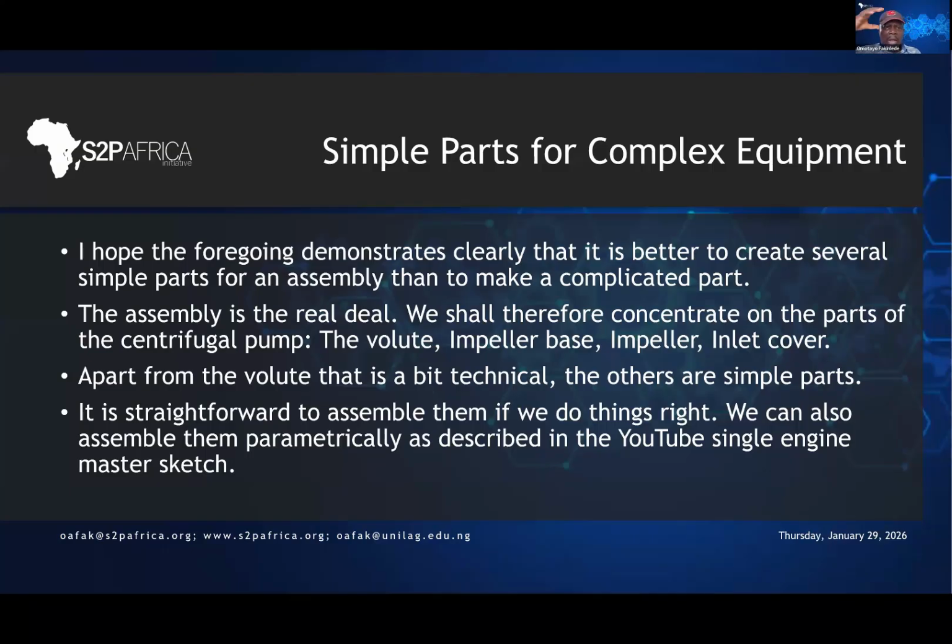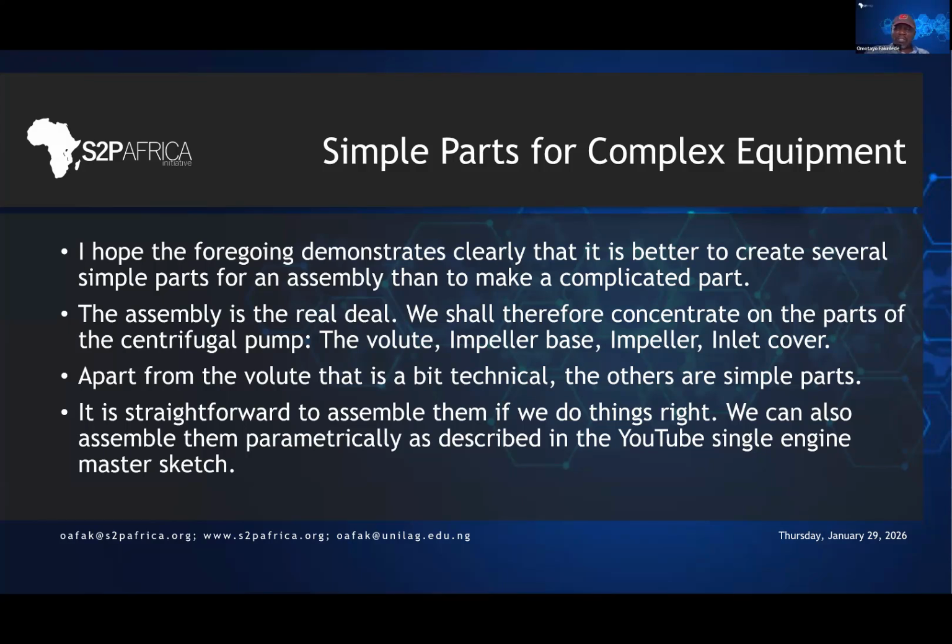Okay, so I hope the foregoing demonstrates clearly that it is better to create several simple parts for an assembly than to make a complicated part. That is the point I'm trying to make. The assembly is the real deal. So if you know how to assemble, you can always get all those primitive parts from other sources and put them together. That is more important than even making those parts themselves, though everything you should be able to do.